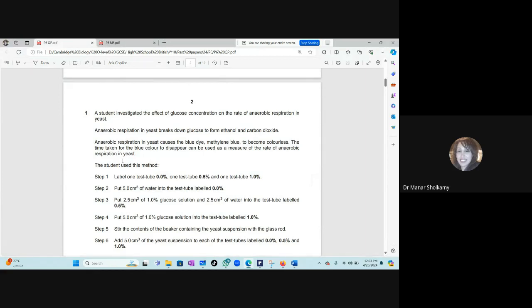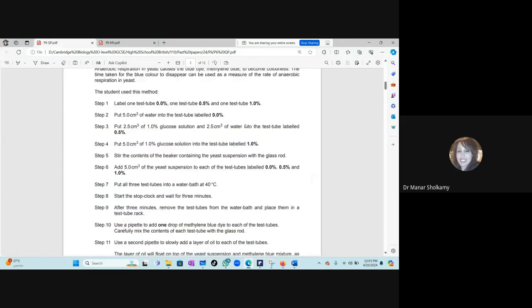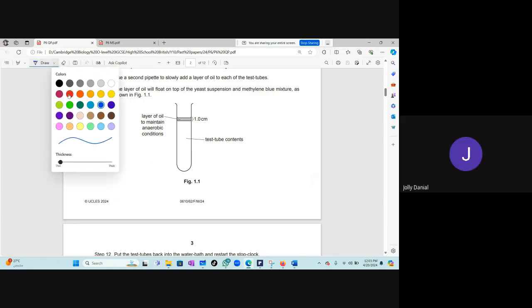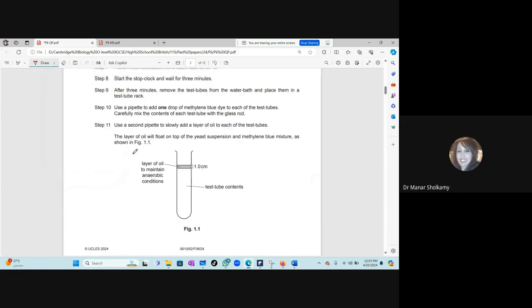Now here, this is an investigation that involves respiration in yeast. And when you read the question, you will find that there is a layer of oil here that is 1 centimeter. Now, the moment there is a layer of oil, you know that this respiration is aerobic or anaerobic? Anaerobic. Anaerobic respiration.